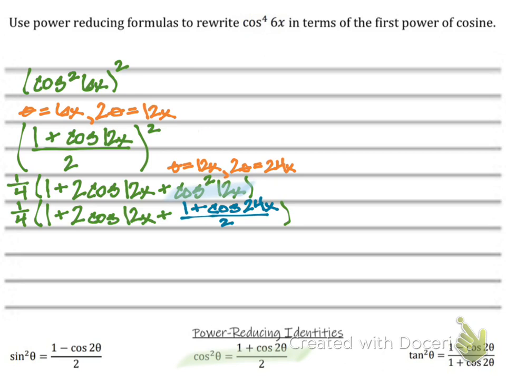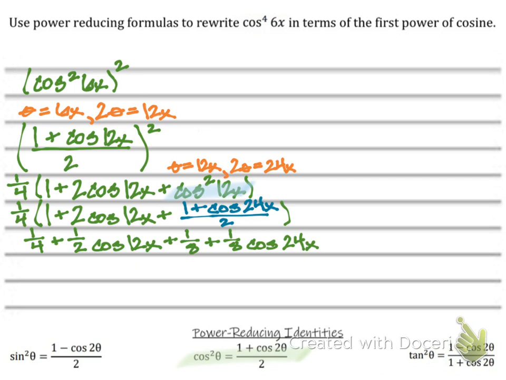Then we can go ahead and distribute back in. So 1/4 times 1 is going to give me 1/4, plus 2/4, which is 1/2 cosine 12x, plus, first I would have a 1/2 times a 1/4 is a 1/8, plus 1/8 cosine 24x.